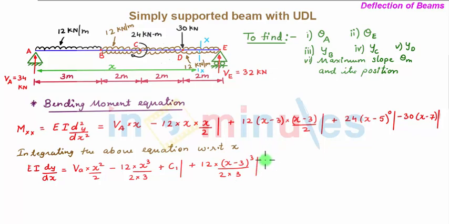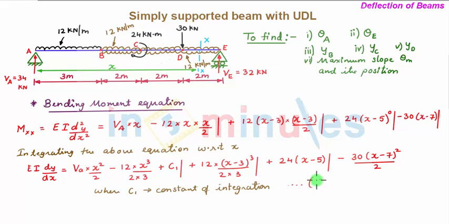Then second partition plus 24 into x minus 5 to the power 1, since integration of x to the power 0 is equal to x to the power 1. So we have the third partition, and minus 30 into x minus 7 square upon 2, where C1 is a constant of integration, and this equation can be called your slope equation.